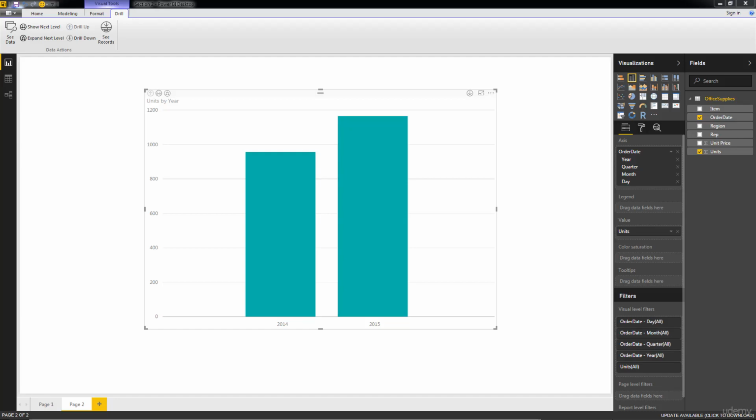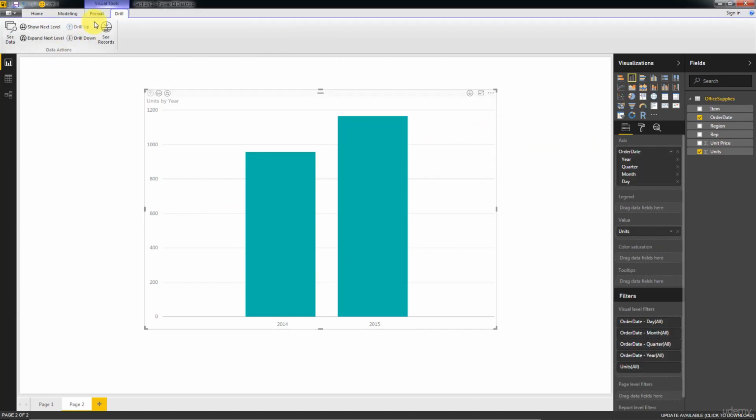In the previous tutorial, we learned about drilling down and drilling up in our visualization. And today we're going to learn two new techniques for looking at more detailed views of our visualization. And so these are these buttons over here: show next level and expand next level. So let's have a look at how they work.